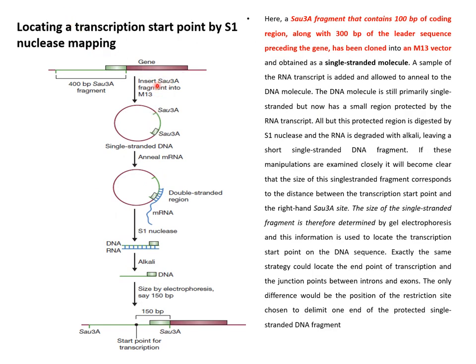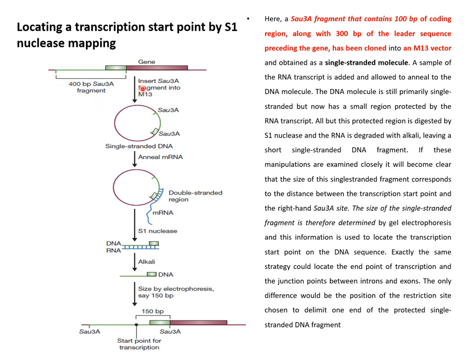This example you can find in T.A. Brown. In this case, a Sau3A fragment that contains 100 base pair of the coding region along with 300 base pair of the leader sequence preceding the gene has been cloned into an M13 vector. So you clone this gene, which is around 400 base pair. 100 base pair is the coding region, and 300 base pair is the non-coding region. And in this case, you have the Sau3A restriction site, which can cut at this region and this region.